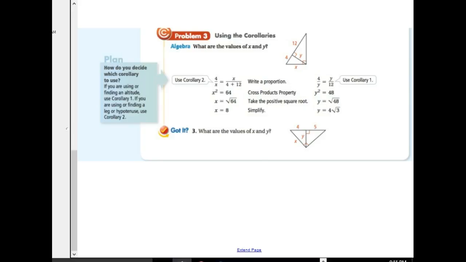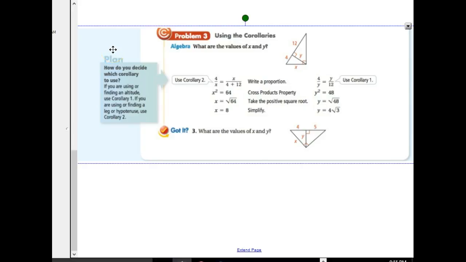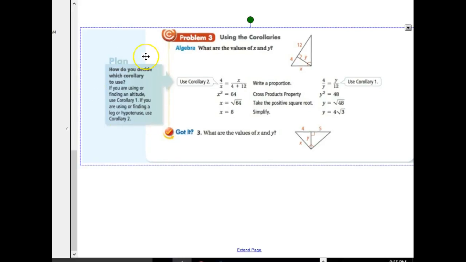One thing I want to bring your attention to is this area right here. You have to read in your textbook on the previous pages how to decide which one of the rules or corollaries you're going to use. To find the altitude, you would use corollary 1, and if you're going to find a leg or a hypotenuse, you're going to use corollary 2. So if you look at the particular problem, it's wanting you to find x and y.